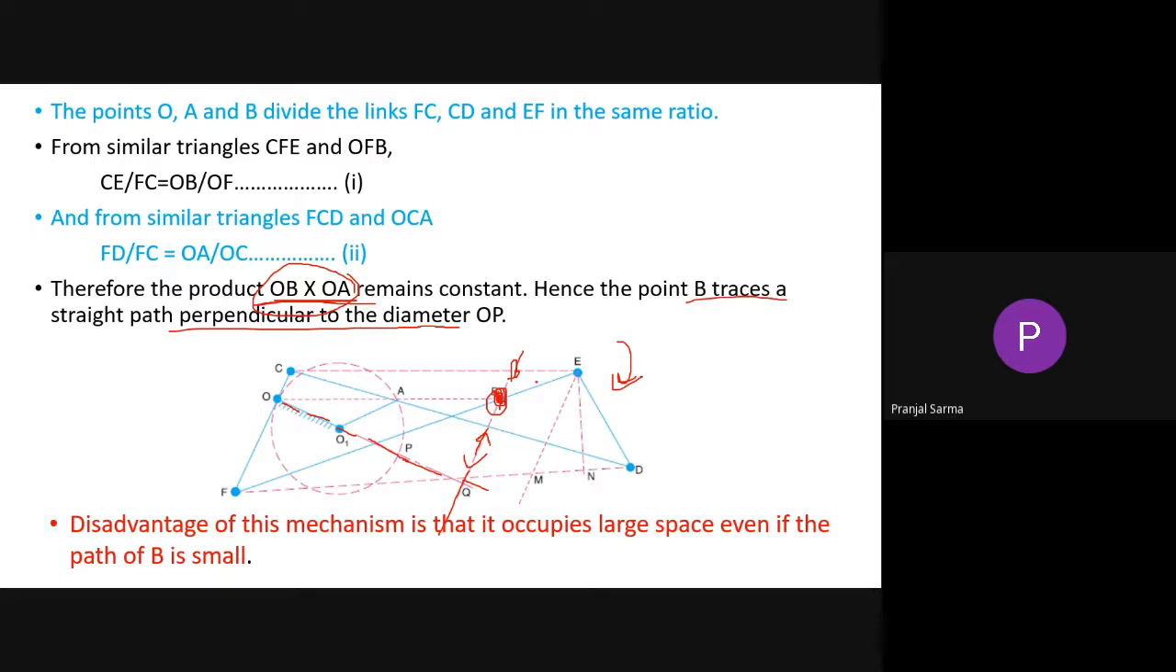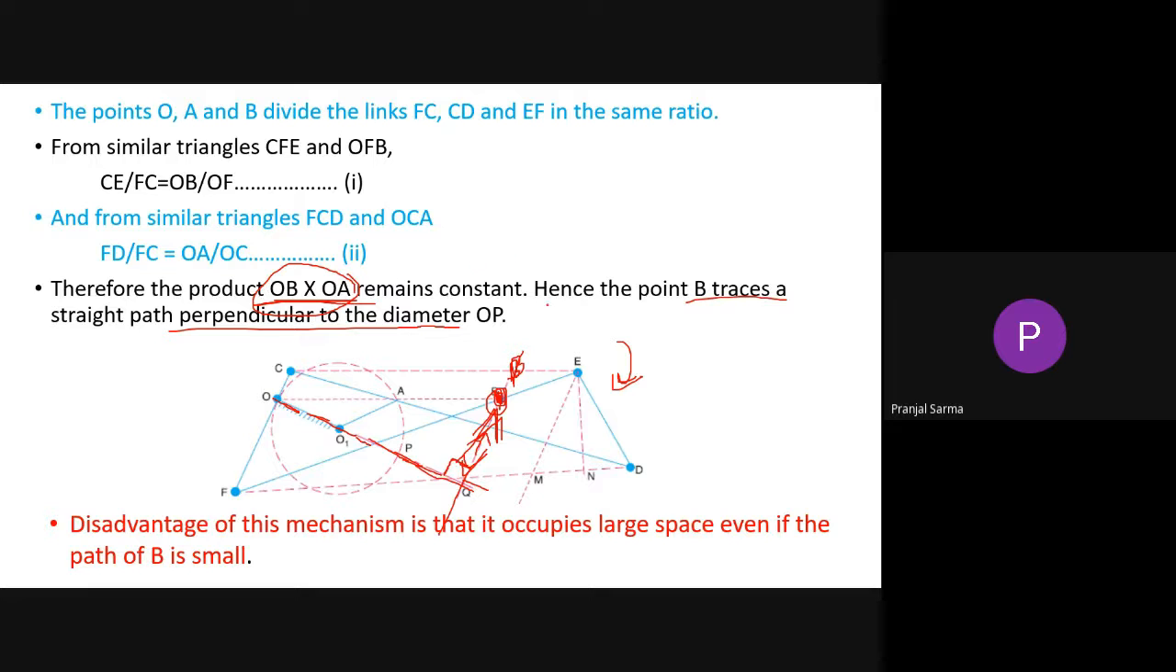So once again, just like in the previous case, here also we have obtained this OB to OA product as constant. Here this is the OA, this is OB. If that is happening, then this point B we know is going to give us a straight line motion. But we should be sure about the direction. This direction will be perpendicular to the diameter. If I show the dotted line here, it is going to move along this side. Similarly, we can have different other mechanisms. Some of the mechanisms you can go through by yourself, it's easy.